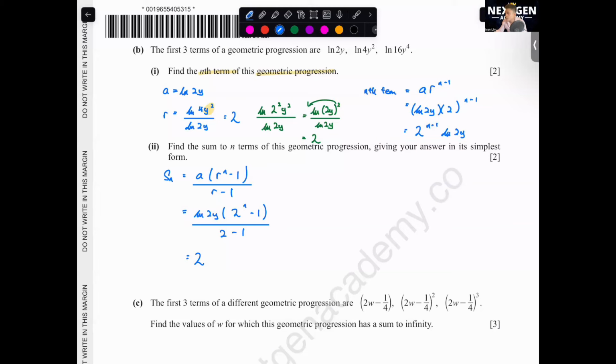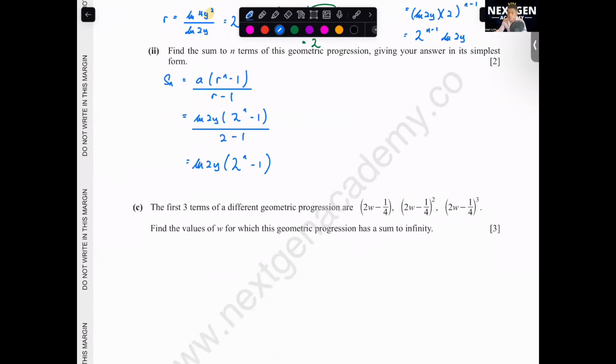Yeah, actually we leave it like this, right? Don't need to do anything, right? Here, ln 2y bracket 2 to the power of n minus 1. Okay, the last one, the first 3 terms of a geometric progression is these 3 terms. Find the value of w for which this geometric progression has sum to infinity.